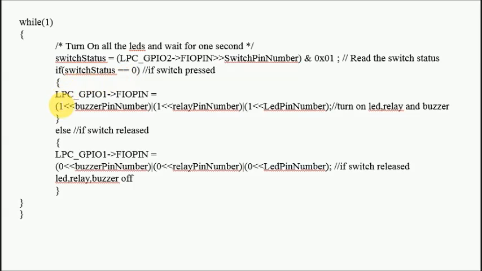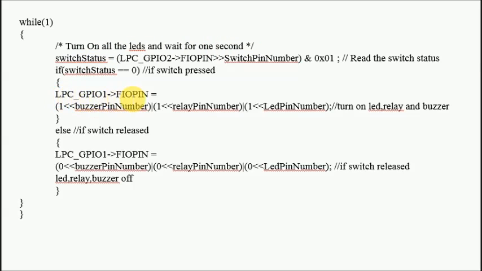It means that we have to turn on the buzzer, we have to turn on the relay, we have to turn on the LED. Now again I have to use LPC underscore GPIO 1, and now I have to use the pin. Now here you can observe the two cases. Here this will be in the reading mode, whereas this is in the writing mode, because we are reading this pin number and writing to the switch status. We are reading the switch pin status and we are writing to the switch status variable.